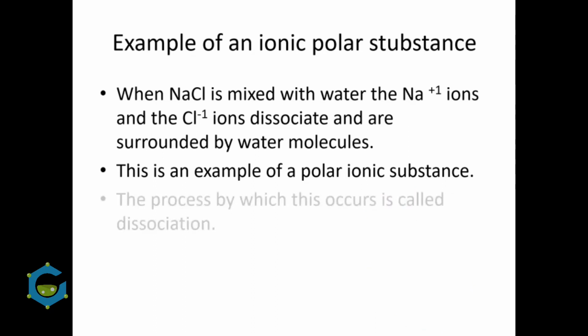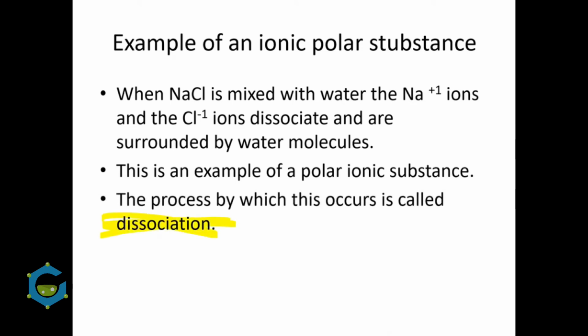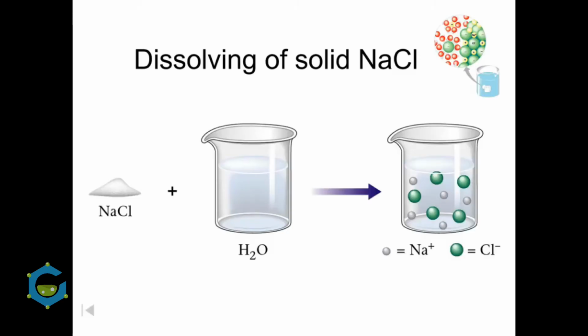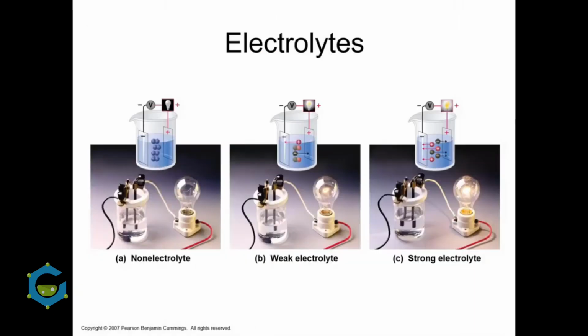And once again, the process by which this happens is called dissociation. This is that important vocabulary word that we're going to be carrying through this entire section. Essentially what happens is our cations, or positive ions, will separate from our negative ions, or anions. I've taken some sodium chloride and put it into water, and it dissociates into sodium ions and chloride ions. Obviously, you cannot actually see that happening. That's happening on a submicroscopic molecular scale, but that is essentially what is going on.